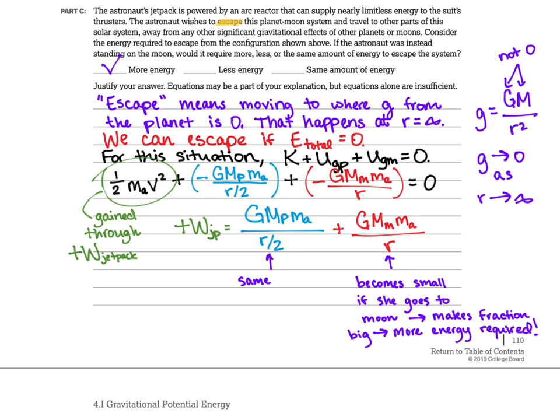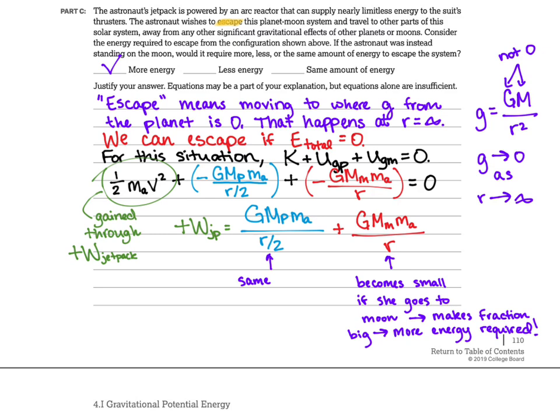We want to consider the scenario where instead of her being on the opposite side of the planet from the moon, she actually goes to the moon. If she does that, the blue r/2 distance doesn't really change. But for the red one, her gravitational potential energy between her and the moon, that is going to change. Looking in the denominator, our r was originally that whole span from her original position to the moon, which has the planet in the way.